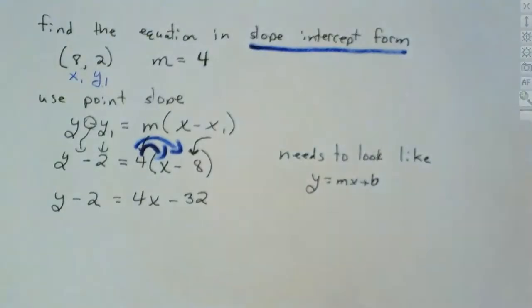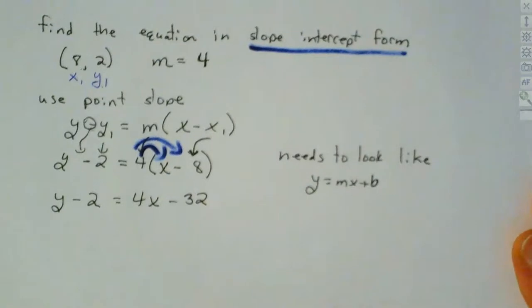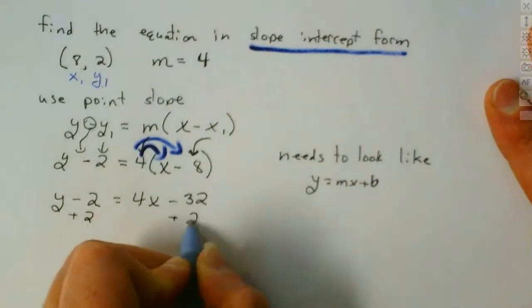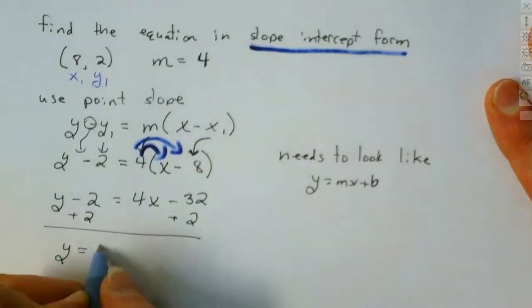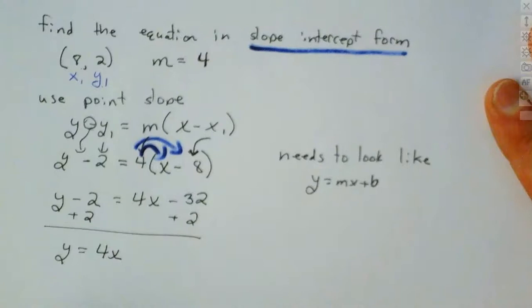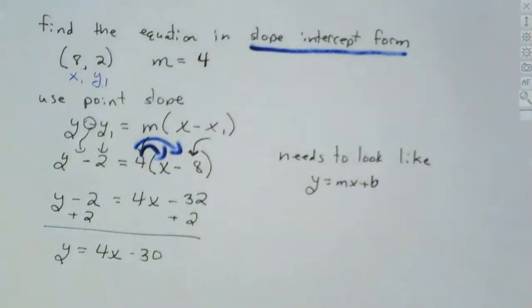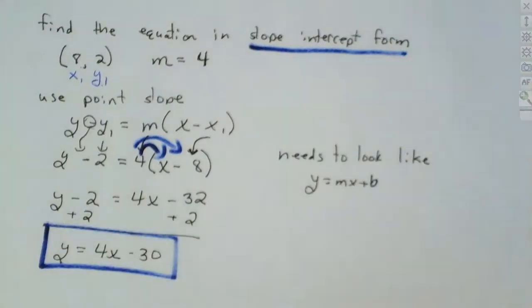And how do we make it look like this? Well, this has the y by itself. So does that 2 belong on the left-hand side? Nope. So what do we need to do with it? Add it, and now we're done. So what is my answer in slope-intercept form? Well, it is 4x minus 30. The left-hand side is y, so y equals 4x minus 30 there.